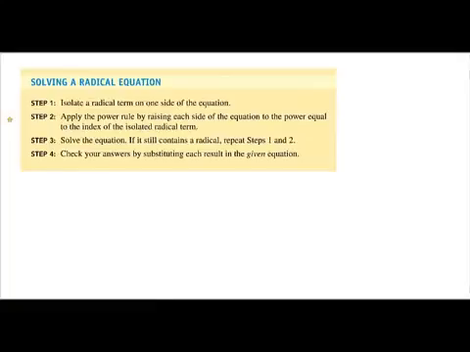Solving a radical equation. Step 1. We'll isolate a radical term on one side of the equation. Step 2. We'll apply the power rule by raising each side of the equation to the power equal to the index of the isolated radical term. Step 3. Solve the equation. If it still contains a radical, repeat steps 1 and 2. Step 4. Check your answers by substituting each result in the given equation.